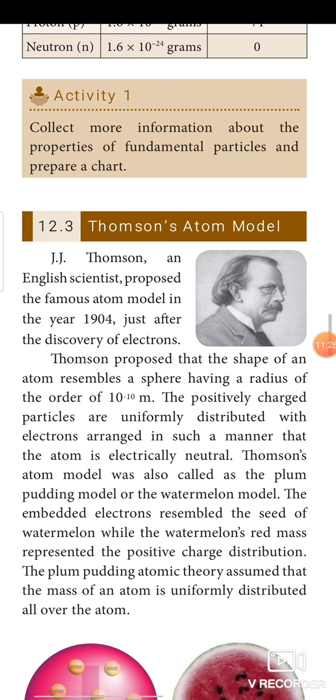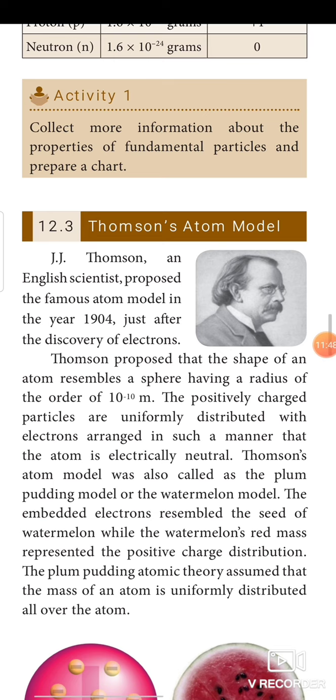Some cashews will be there, some nuts will be there, isn't it? Like that, the distribution of positively and negatively charged particles in the atom was proposed by J.J. Thomson. Okay, the embedded electrons resemble the seeds of the watermelon, while the watermelon's red mass represents the positive charge distribution. The plum pudding atomic theory assumed that the mass of an atom is uniformly distributed all over the atom, but the actual atom model is not like J.J. Thomson's atom model. So we will be learning that in your higher studies.